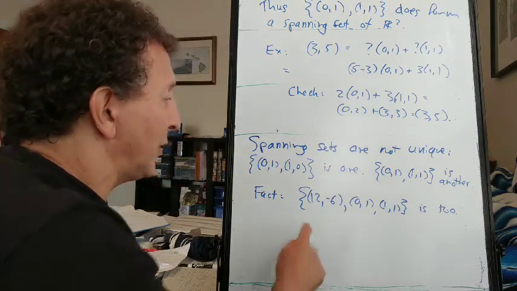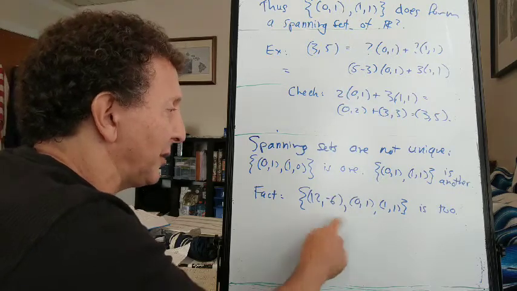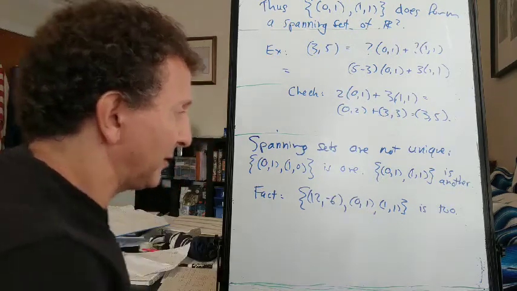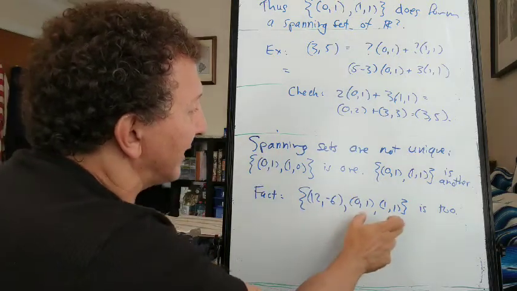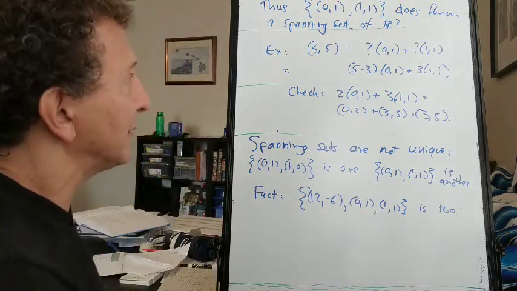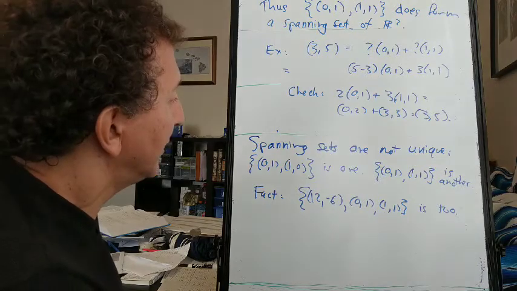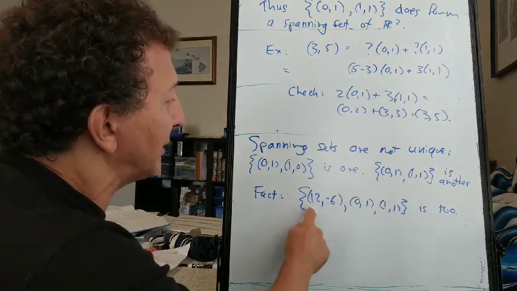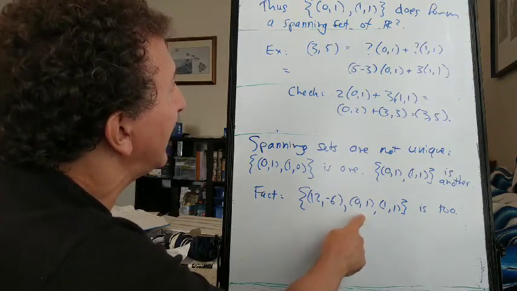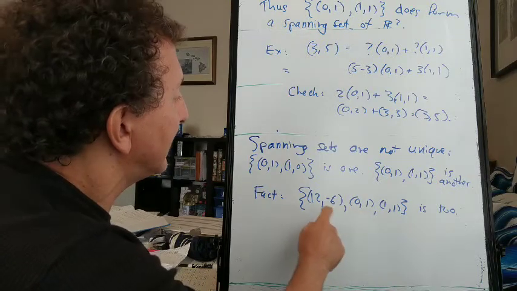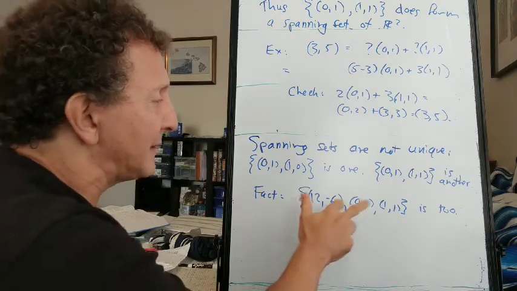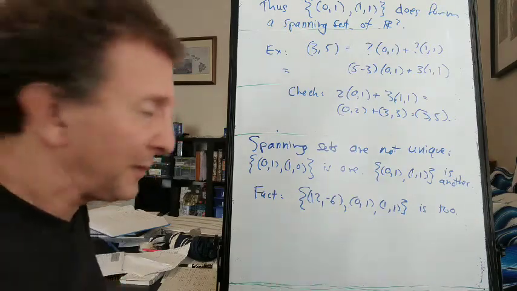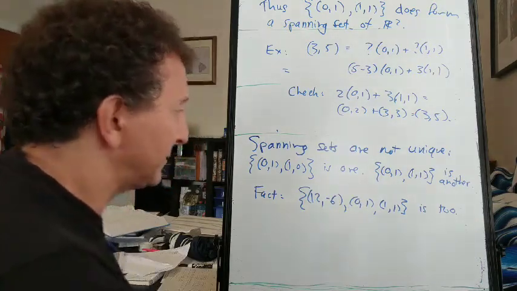If we wanted to get (12, negative 6), we could use just the first element and then 0 times this plus 0 times that. Or we could use the formula above to get it in terms of these two elements. So I guess it would be negative 6 minus 12 times the first one, and then 12 times the second one. So there might be several ways to describe an element in the space in terms of the spanning set.